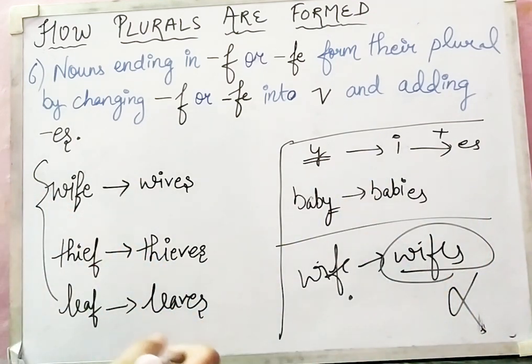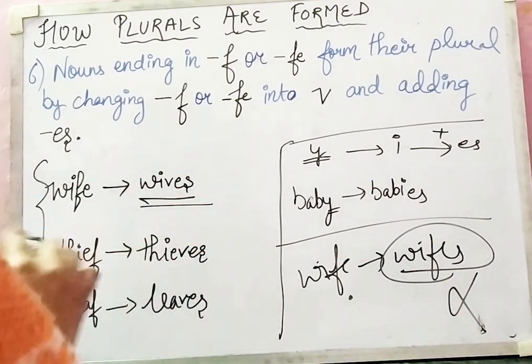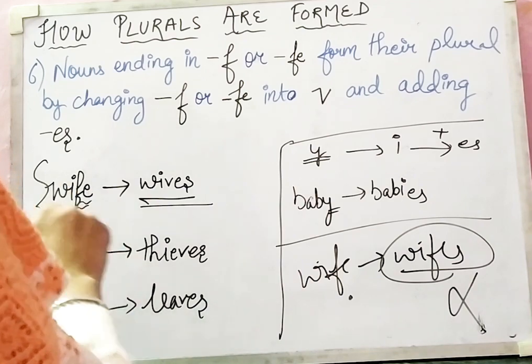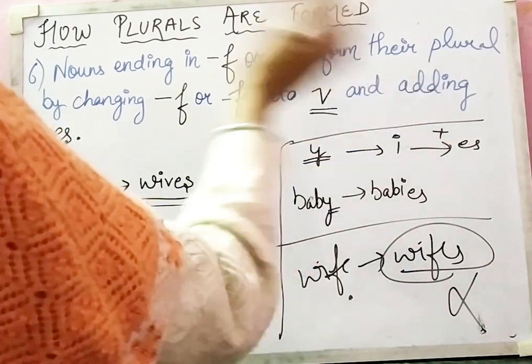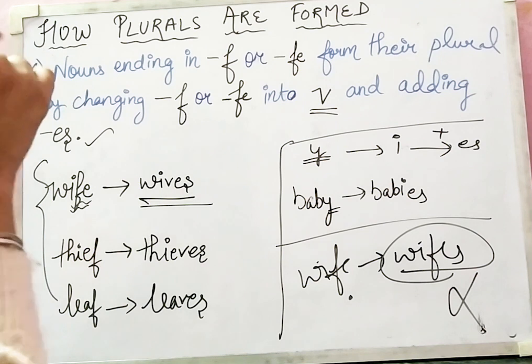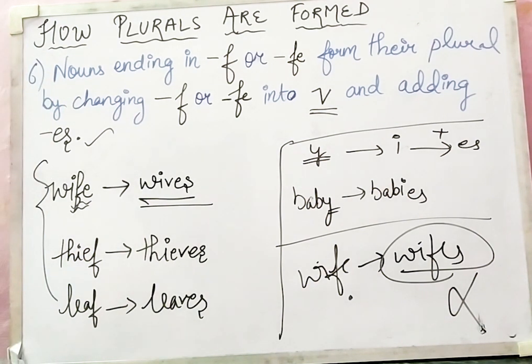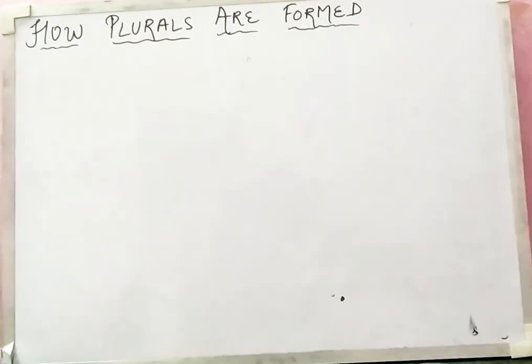You have to write this. You all know that instead of FE, you have to add V and then add ES. So this is the 6th point, and now the points are finished. There are some things that we have to know, so I am telling those things now. So let me continue this.